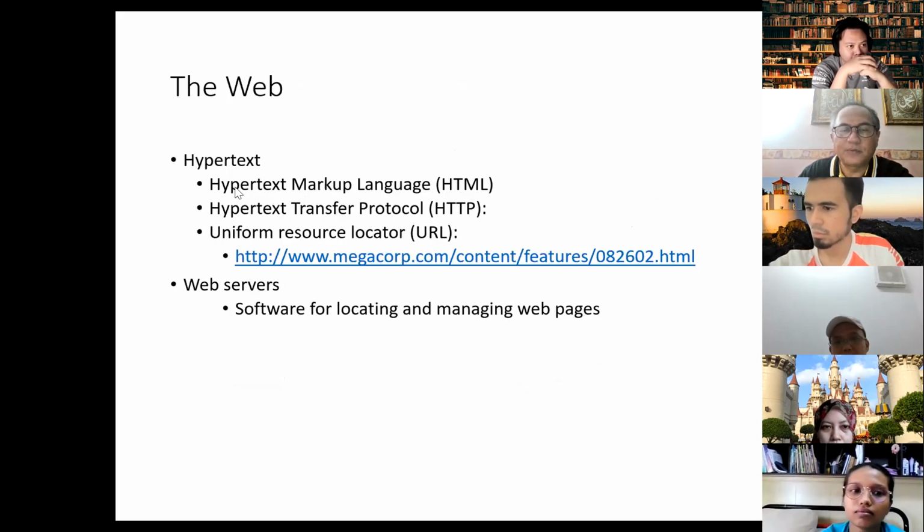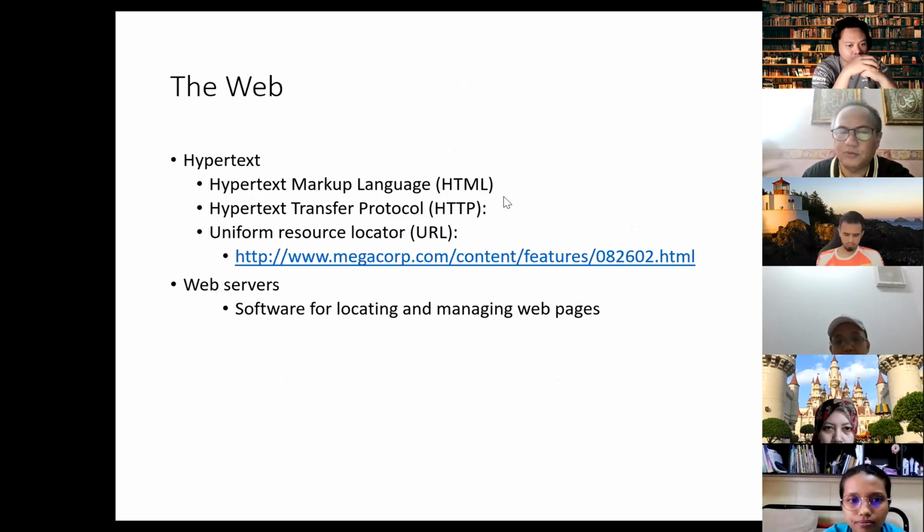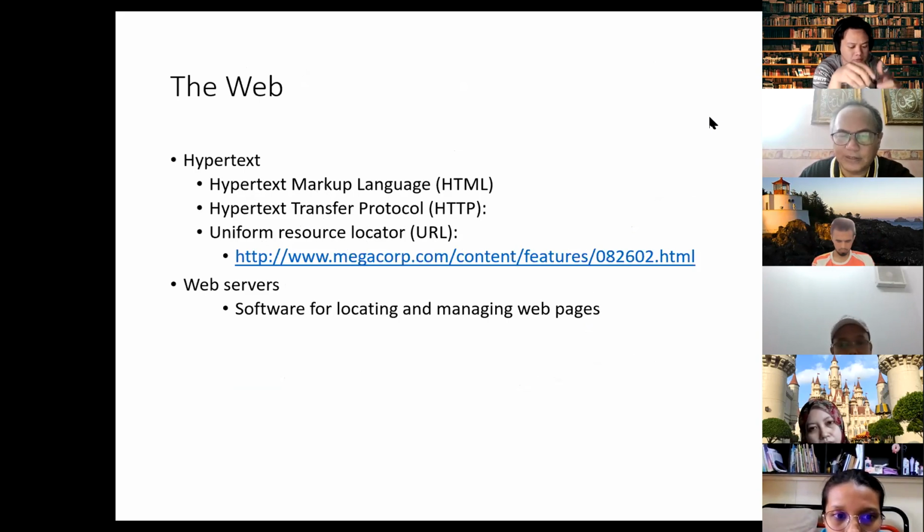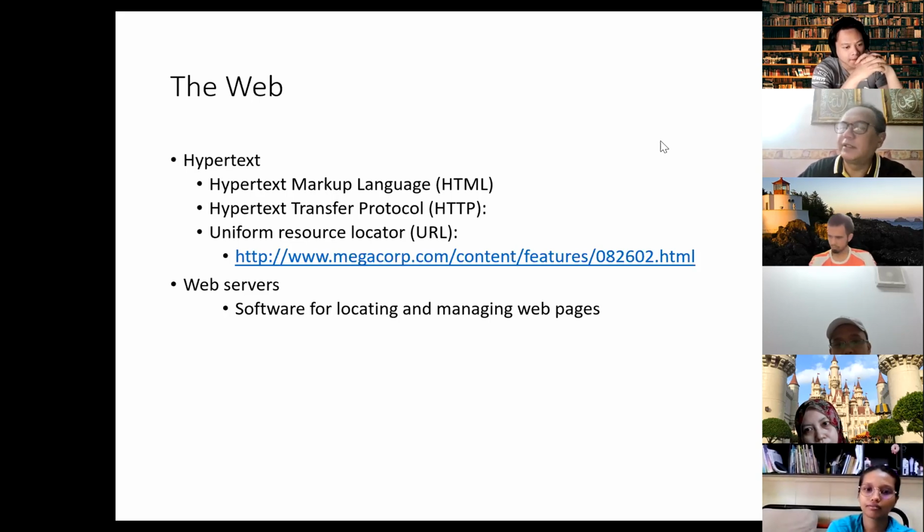And then the web, we have different hypertext. Most common is hypertext markup language, the one that you see on the web. And then we have hypertext transfer protocol that is used over TCP/IP to transmit data. And then we have uniform resource locator, which is the address using the domain address and its hierarchy to provide the exact location of the content on the web, and the web server and software for locating and managing the web pages.